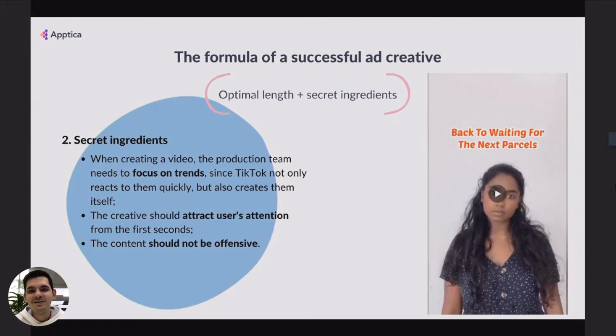So when we talk about the secret ingredients, basically what I mean, right? When creating a video, the production team needs to focus on trends, since TikTok not only reacts to them quickly, but also creates them itself, right? As practice shows, the use of viral music, popular stories, and creation of creatives in the TikTok format is the win-win option. Also, TikTok users get used to quickly switching from one video to another and filtering out uninteresting content. So the creative should attract user attention from the first seconds.